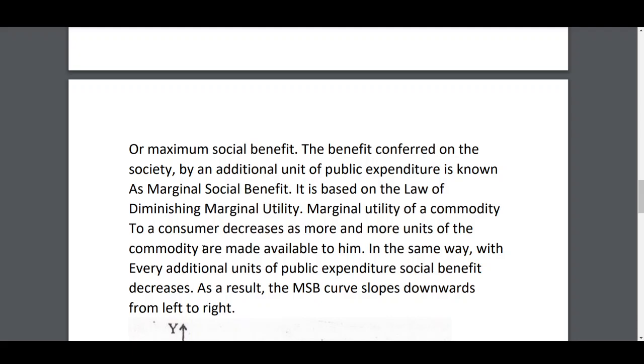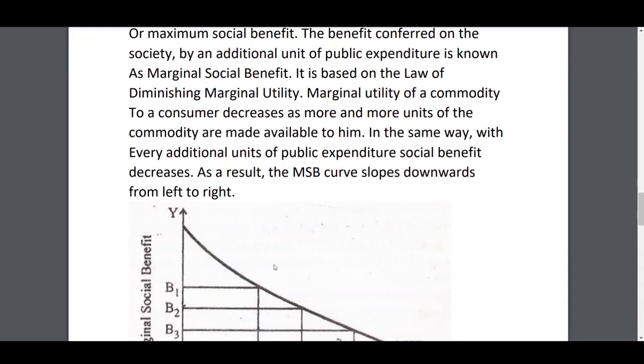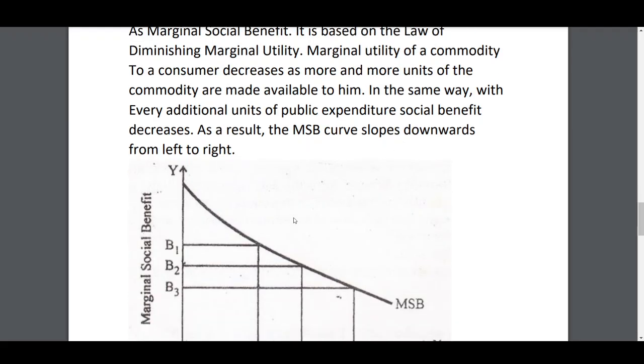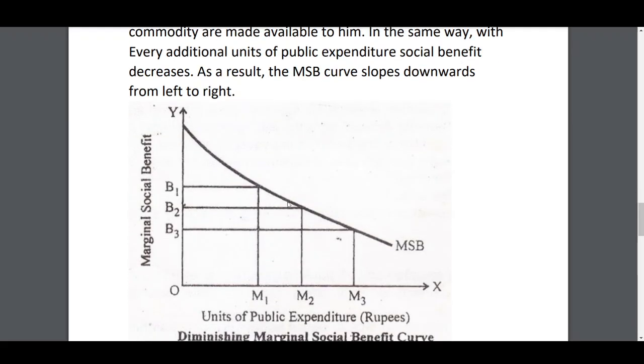Therefore, the MSB depends upon the law of diminishing marginal utility. As a result, the MSB curve slopes downwards from left to right.